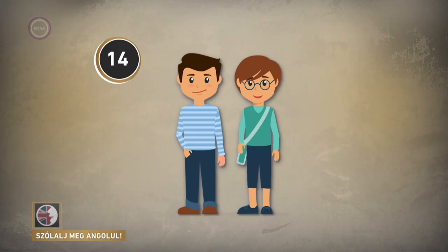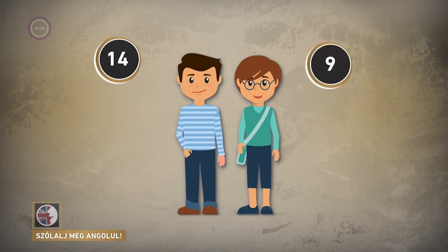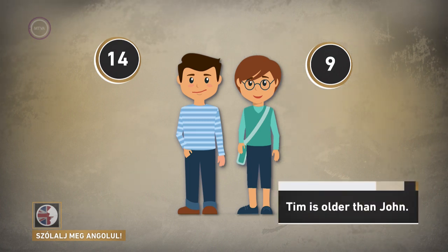Okay, so there's the table. Now let's make some sentences about the Benchfield kids using comparative adjectives. Okay, let's think. We should start with Tim. Tim is 14 years old. John is 9 years old. This means that Tim is what? That's right, Tim is older than John.